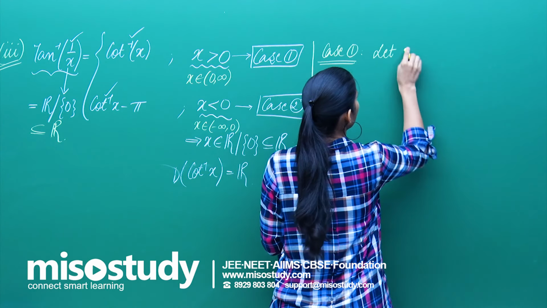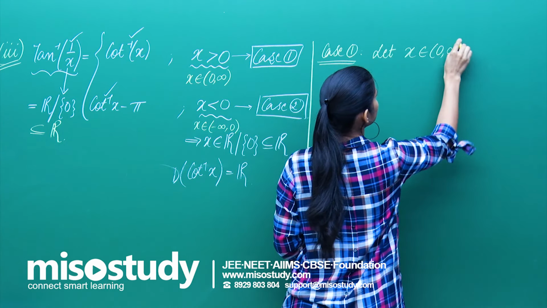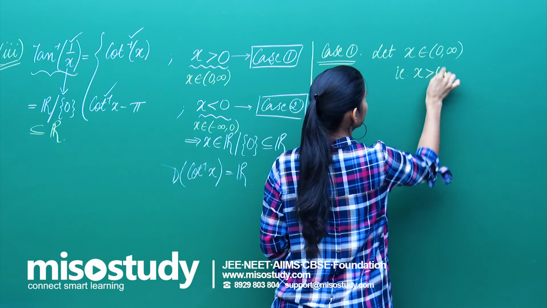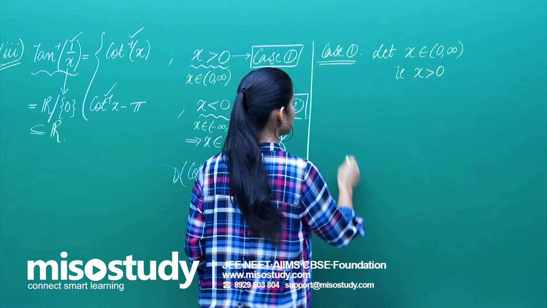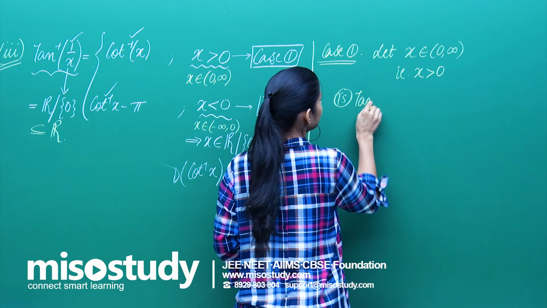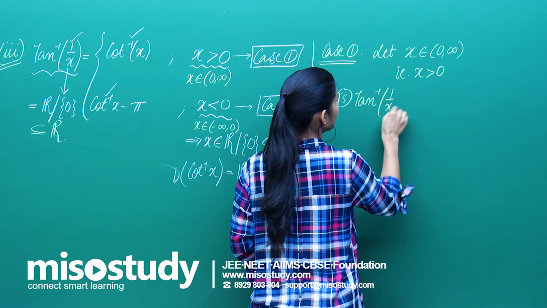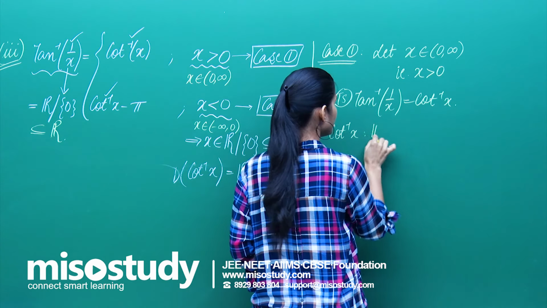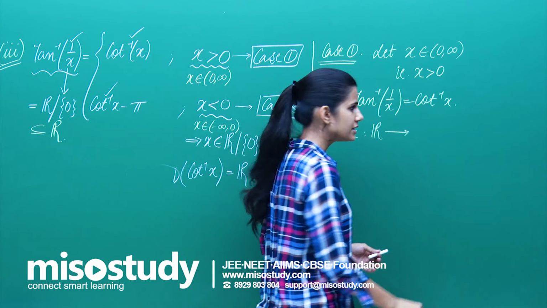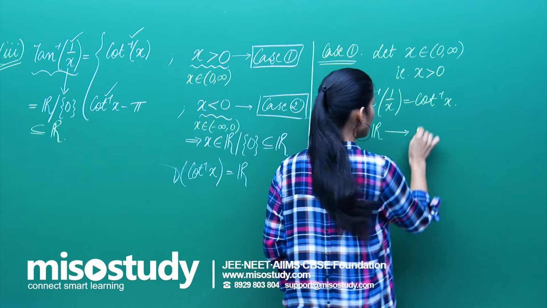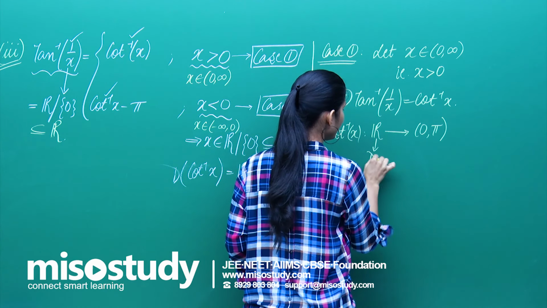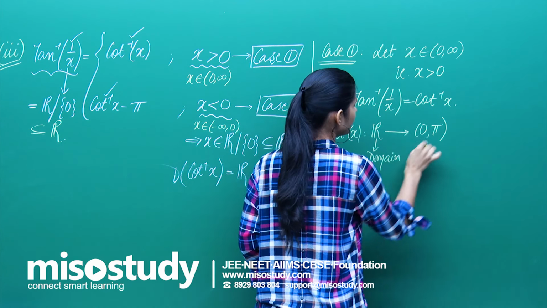So suppose I have x coming from 0 comma infinity, that is, this x is some specific positive x. For this x I have to show that tan inverse 1 by x is cot inverse x. Now cot inverse x, if you see, is a function from the collection of all reals to the open interval 0 comma pi. This is the domain and this is the range of cot inverse.